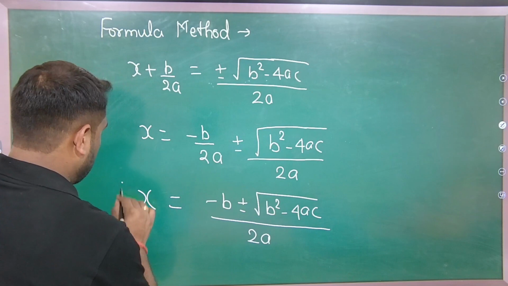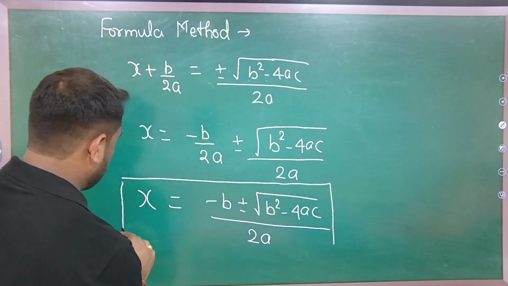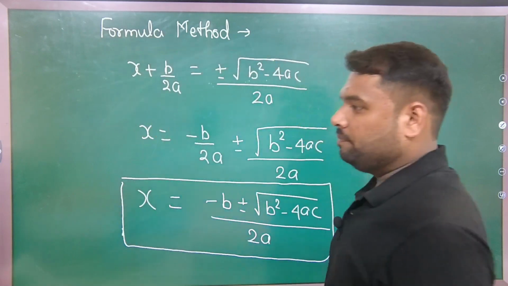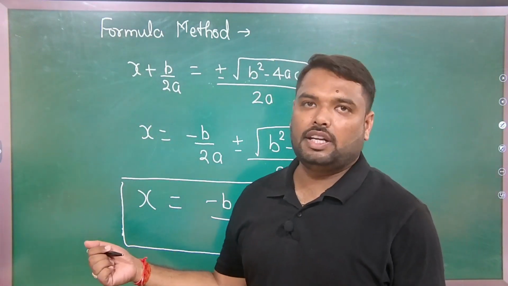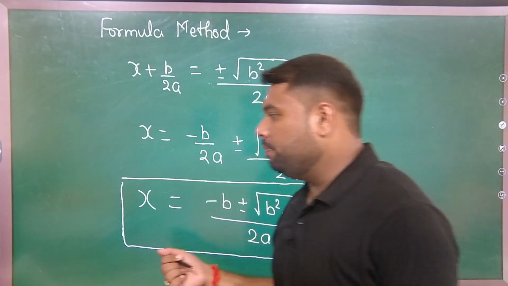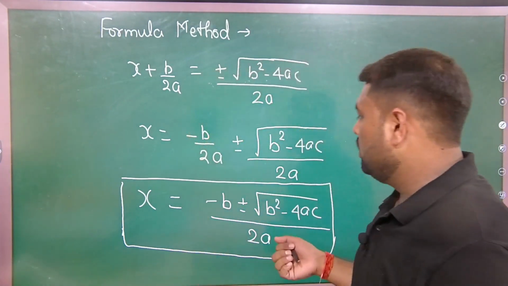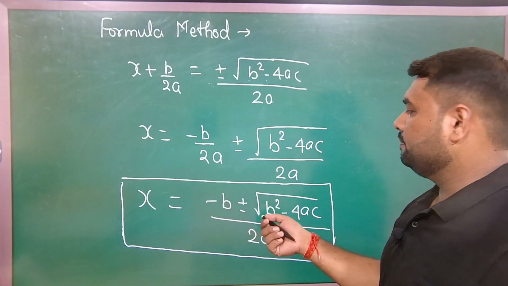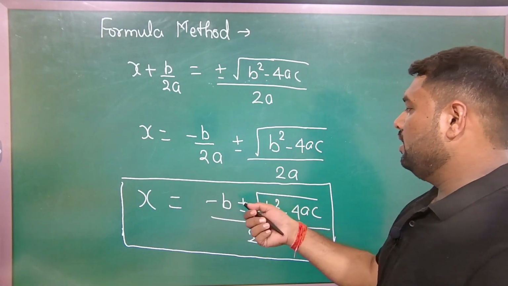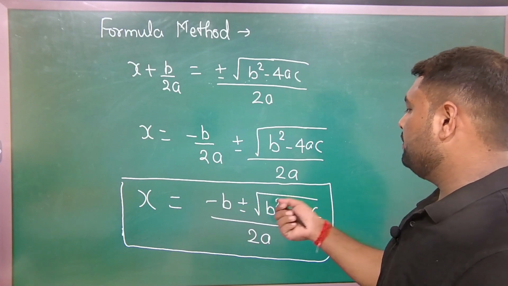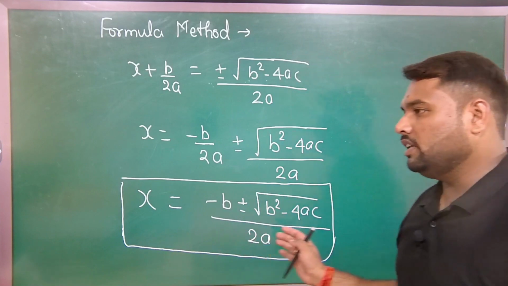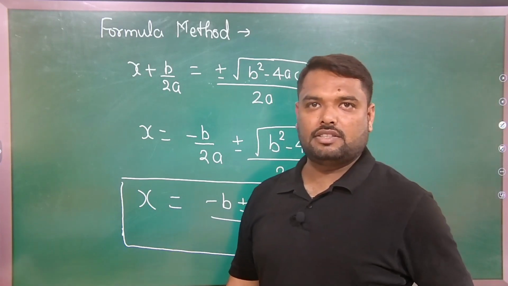This is the formula, the Sridharacharya method, for finding the roots of a quadratic equation. Okay, x equals minus b plus minus under root b square minus 4ac upon 2a. You can put the values of a, b and c. a is the coefficient of x square, b is the coefficient of x, and c is the constant term, and you can find the roots in this case.